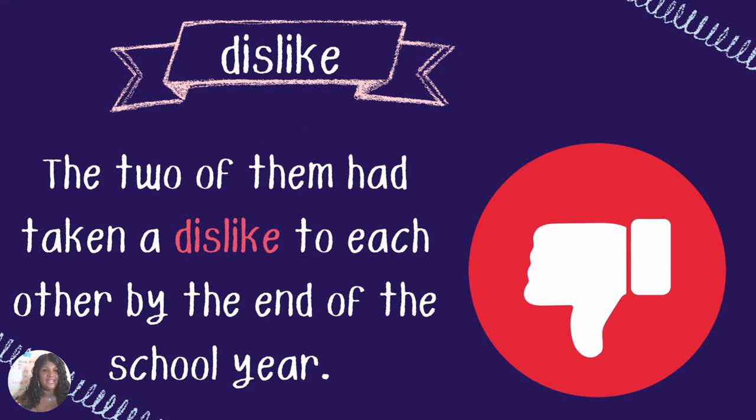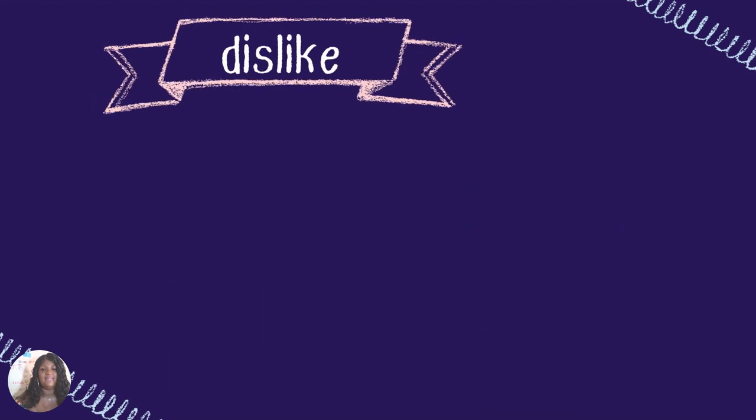Our sentence for dislike: the two of them had taken a dislike to each other by the end of the school year. Dislike. Maybe they started out as friends and they liked each other a lot, but something happened. So by the end of the school year, they didn't like each other anymore. Dislike.